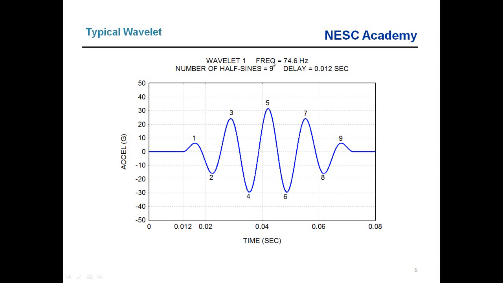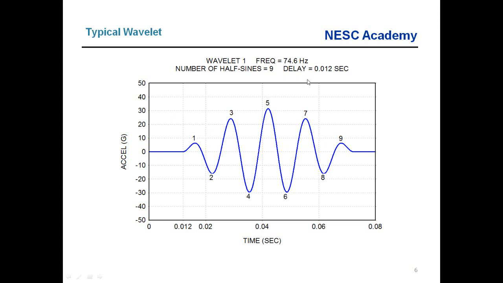Then the frequency is 74.6 hertz. And here, if we count the number of positive and negative peaks, altogether there are 9. So we call this the number of half sines. Again, this has to be an odd integer greater than or equal to 3. So this is our 9 half sine wavelet with its other corresponding parameters.